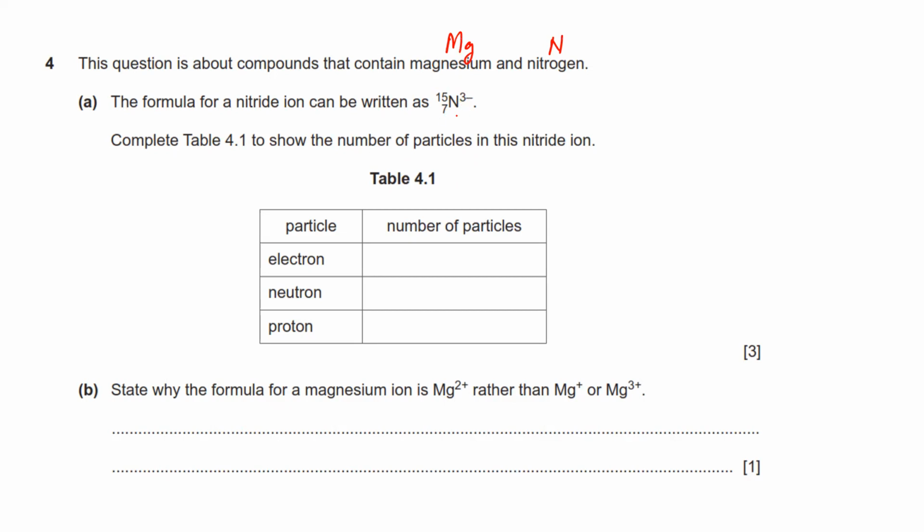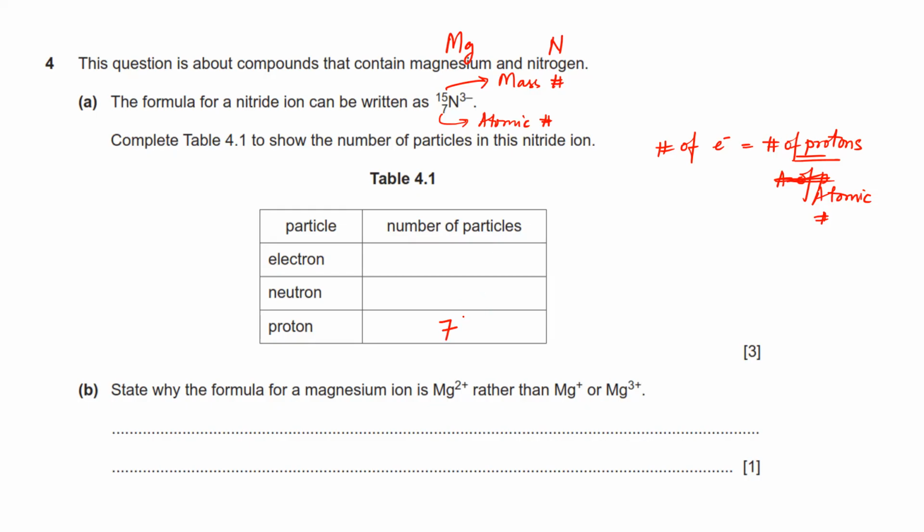If we are also given a periodic table at the end of our question paper, you can always refer to that. And this 7 is your atomic number, and this 15 is actually your mass number. Okay, so the atomic number is the number of protons, and number of protons is equal to number of electrons. So number of protons we have over here is 7.